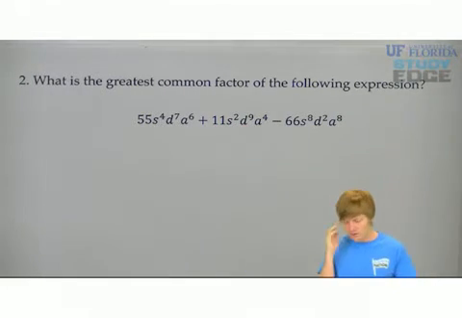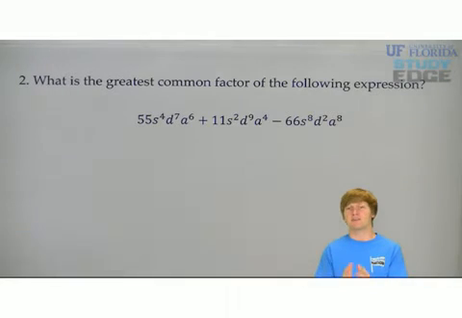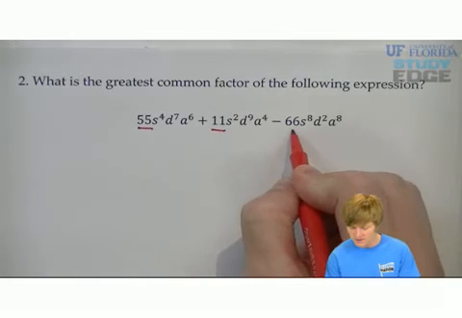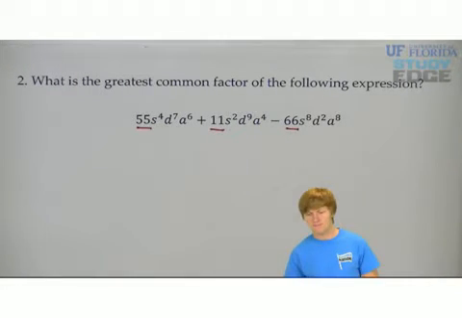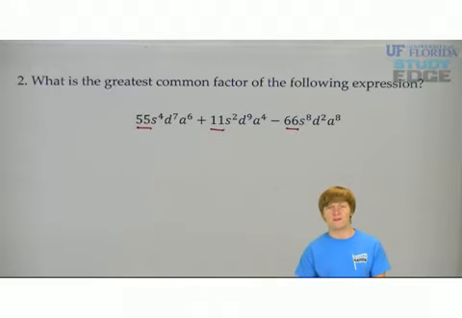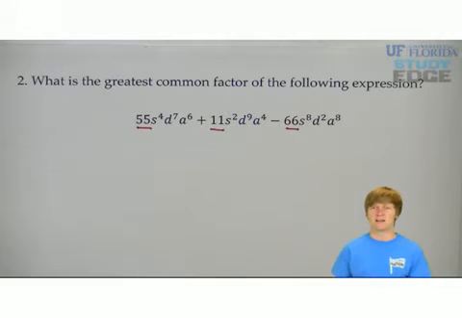All right, so the first way that I like to do this is if we break it up, let's look at our coefficients first. So what are coefficients? Coefficients are just the number that's out in front of our variables. Okay, so we have the coefficients of 55, 11, and 66. So what we have to do is ask ourselves, do those three coefficients share any factors?